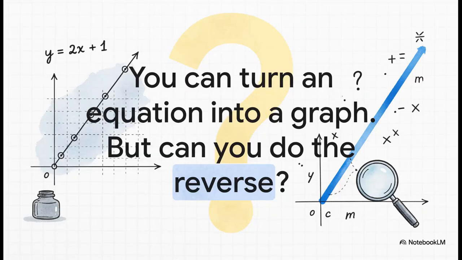So you've probably spent a ton of time in math class taking an equation, something like y equals 2x plus 1, and carefully plotting it out to draw a line. But here's the real challenge, the fun part. Can you do it backwards? Can you look at the picture of a line and figure out the exact secret code, the equation, that brought it to life? Well, that's our mission today.